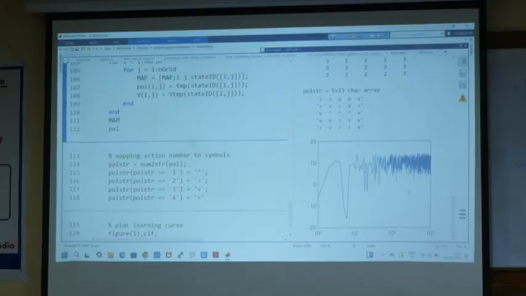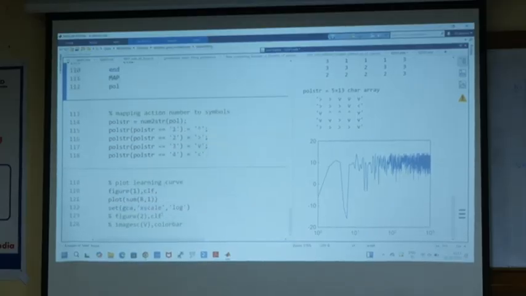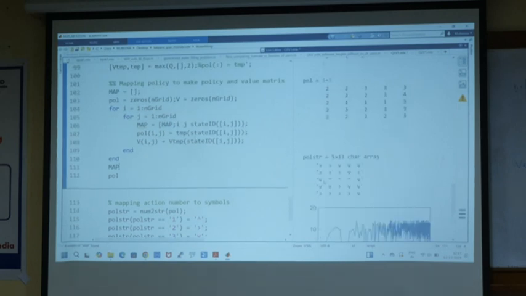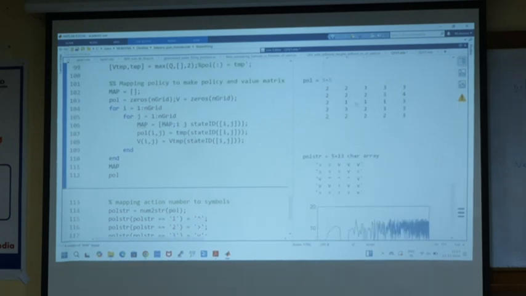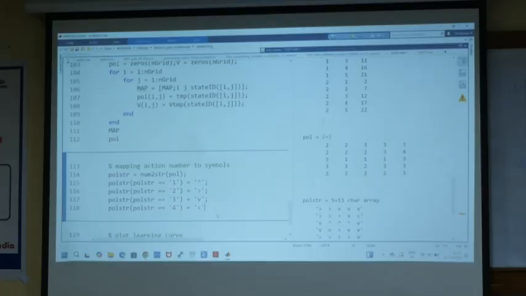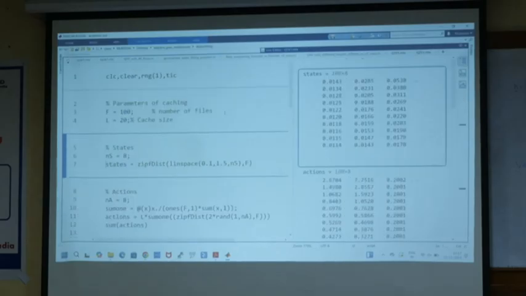And here we have plotted the values. So this is just a pictorial representation of these values. Any questions here? Okay, this is simple, right? So now let's see the program on edge caching.